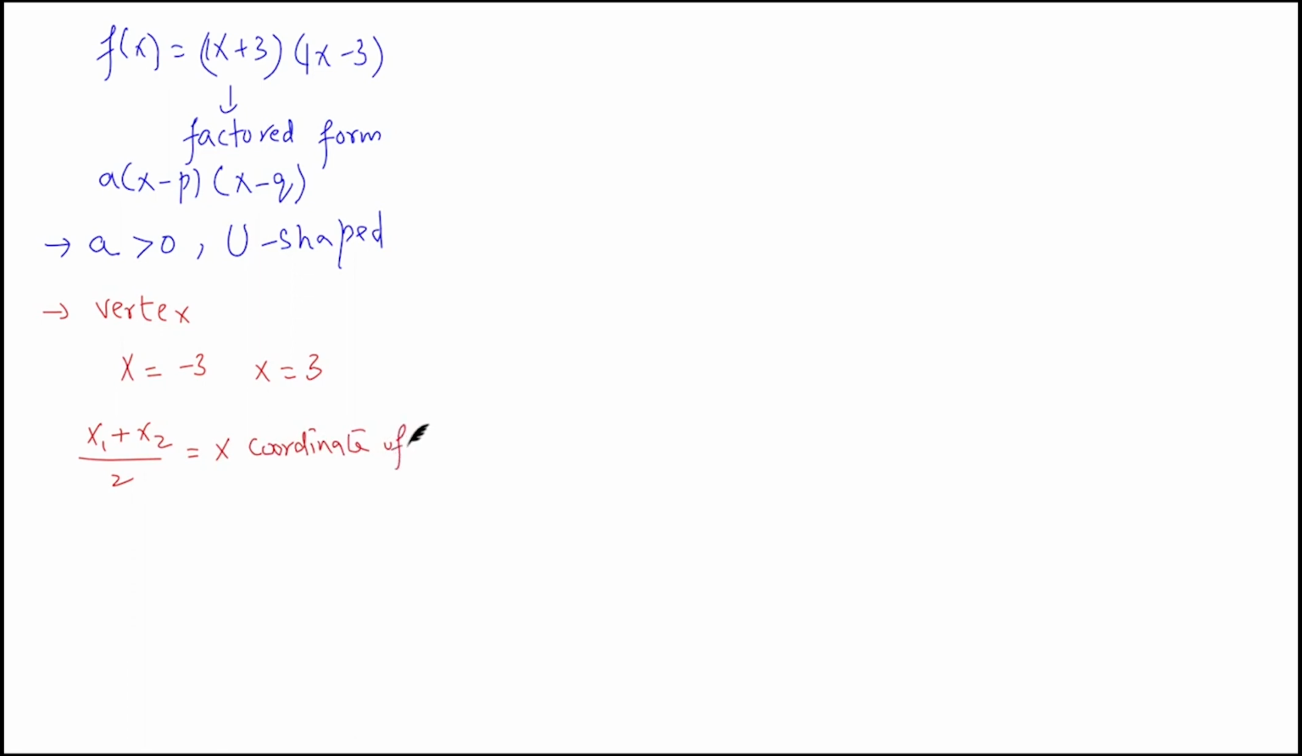So let's do the math here and see what we get. We have minus 3 plus 3 divided by 2 equals, this is basically 0. So this is the x-coordinate of the vertex. Now put this back into the equation to find out the y-coordinate, and we get 0 plus 3 into 0 minus 3. We will get y equals positive 3 into minus 3 equals minus 9. This is the y-coordinate of the vertex. So the entire vertex is basically 0, minus 9. This also tells us that this is our y-intercept.